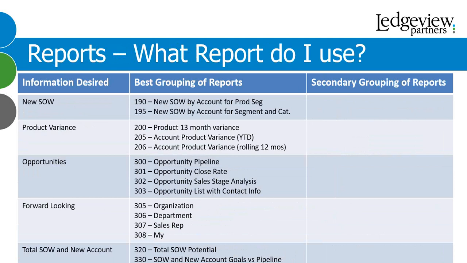Report 300 is opportunity pipeline, what you have coming down the pipe that can sell, that could close. 301 is opportunity close rate.